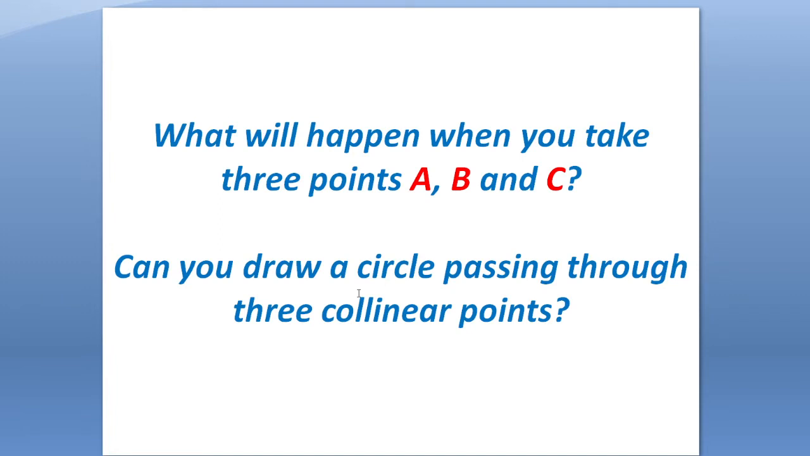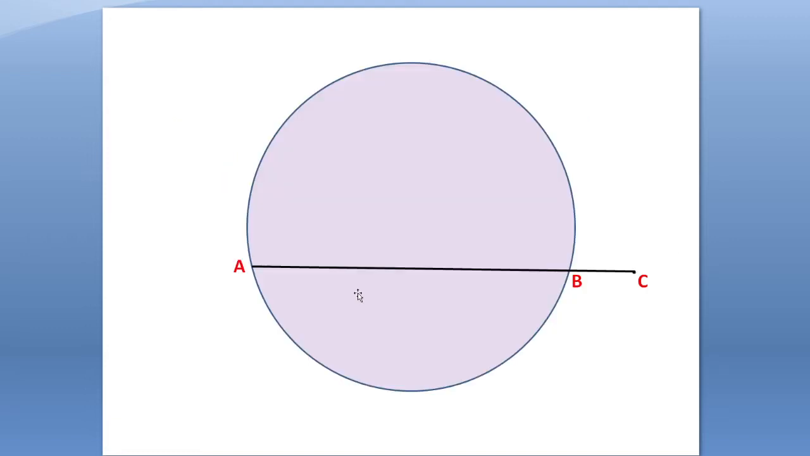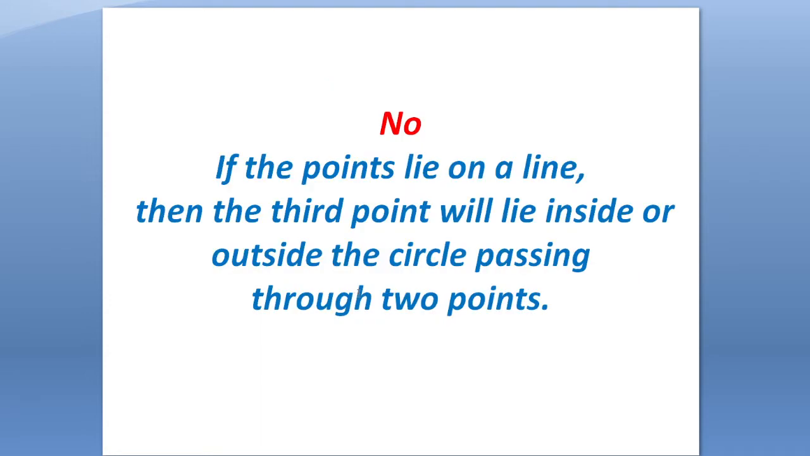So what will happen when you take 3 points A, B and C? Can you draw a circle passing through 3 collinear points? See here what happened. When we take 3 points and all 3 are collinear, then one point is outside of the circle. No, we cannot draw. So if the points lie on a line, then the third point will lie inside or outside the circle passing through 2 points.